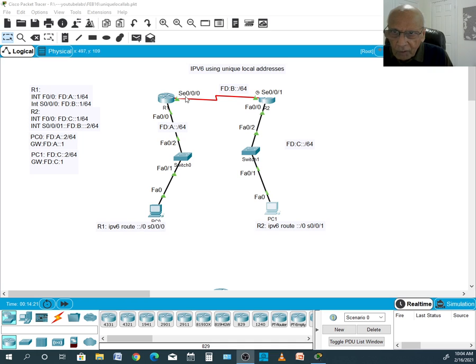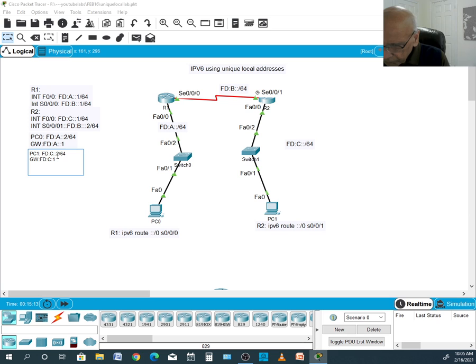And similarly, the computers on this network, on my FD:A, I will give the address FD:A, because this is the network ID. And the computer address, I just say ::2/64. And the gateway, you always use the router's side of the interface, so FD:A::1. And then on the other side, on PC1, its IPv6 address is FD:C::2/64. And the gateway, you can see from here, is FD:C::1. I have to make sure it is ::1.